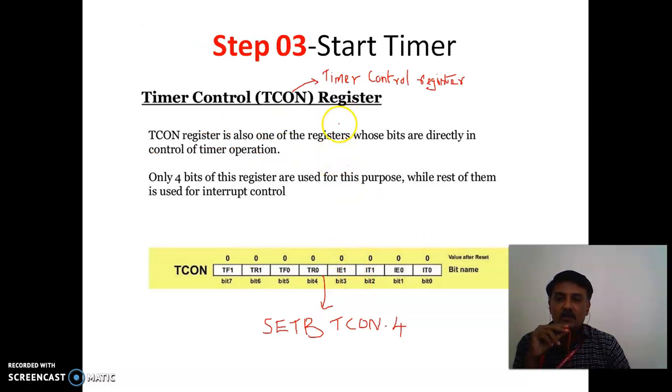The next step of your algorithm is to start your timer. For that we are going to use the timer control register. This TCON register is also one of the registers whose bits are directly in control of timer operation. Only 4 bits of this register are used for this purpose. That is very important. Only 4 bits. These 4 bits are used, while the rest are used for interrupt control.